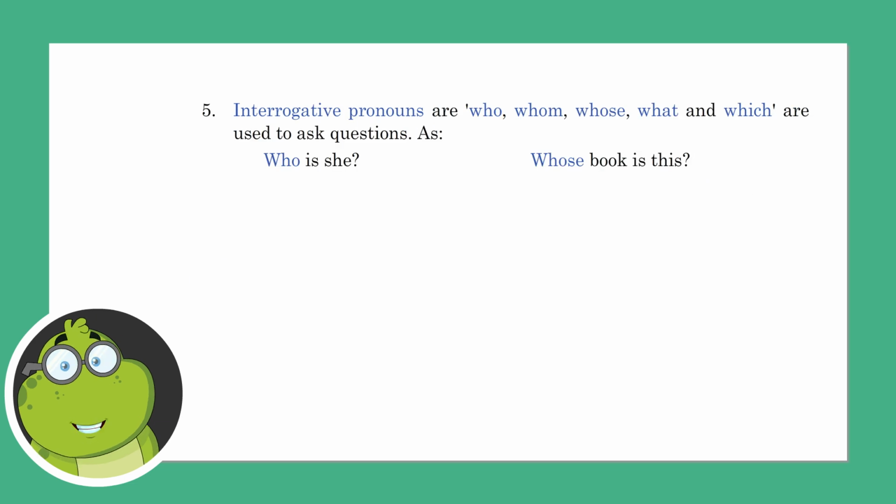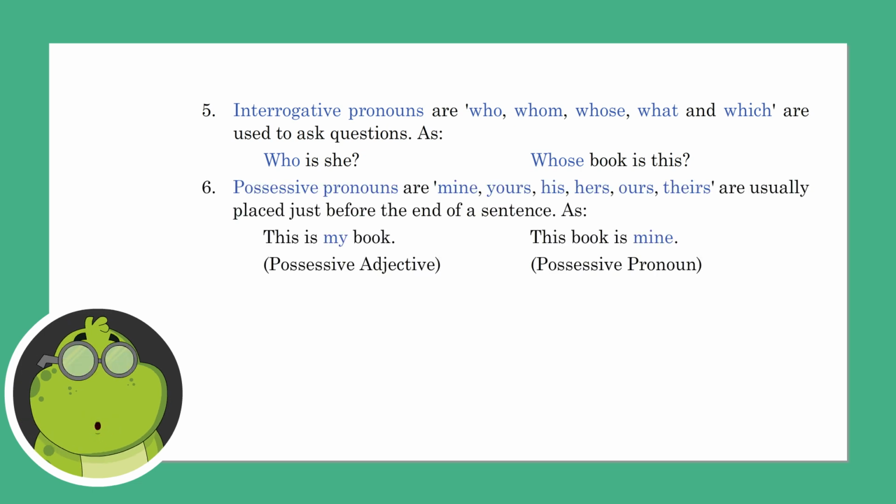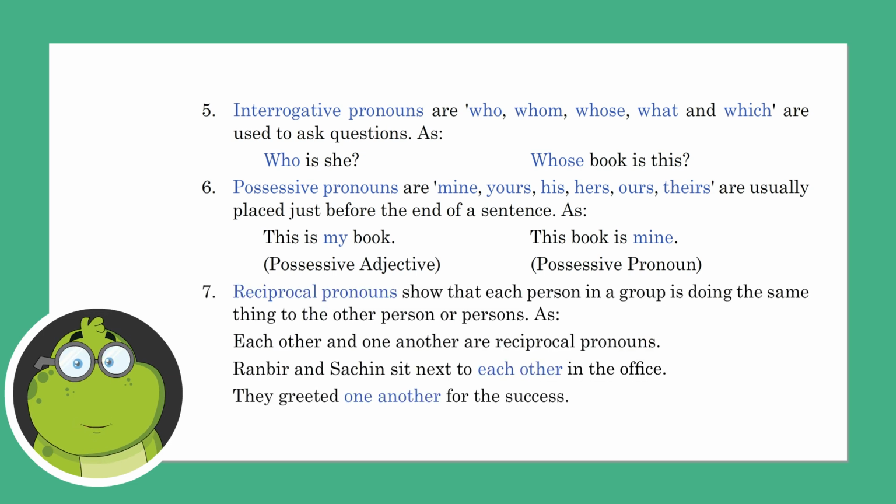Interrogative pronouns are who, whom, whose, what and which, used to ask questions, as who is she? Whose book is this? Possessive pronouns are mine, yours, his, hers, ours, theirs, usually placed just before the end of a sentence, as this is my book. Possessive adjective: this book is mine. Possessive pronoun. Reciprocal pronouns show that each person in a group is doing the same thing to the other person or persons, as each other and one another are reciprocal pronouns.